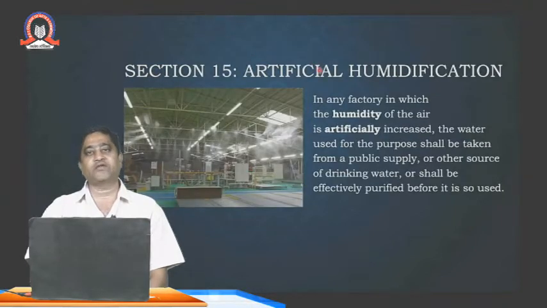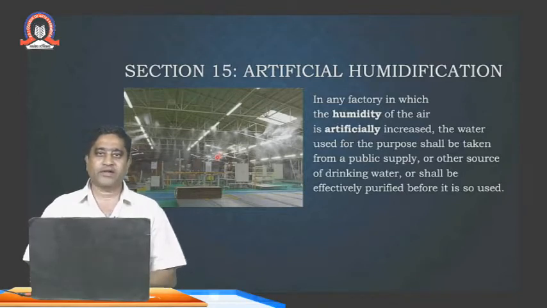Section 15 deals with artificial humidification. If you are aware, in the factory the temperature is always increasing above 30 degrees. So to keep that factory at a cool temperature, there should be humidification. In any factory in which the humidity of the air is artificially increased, the water used for the purpose should be taken from the public supply, either from the water supply department or another source of drinking water, and should be effectively purified before it is used. If the water used for artificial humidification through instruments in the factory is tanker water, then there would be problems related to the hair growth of the workers, or it would affect the skin of the workers.